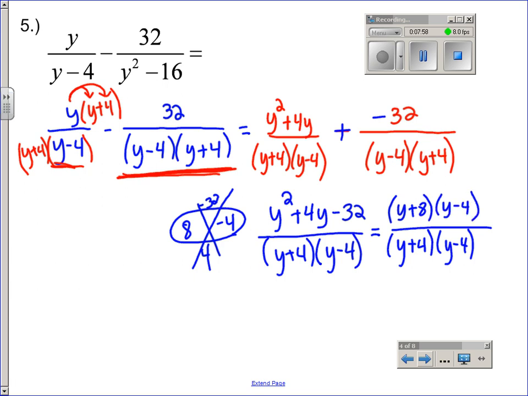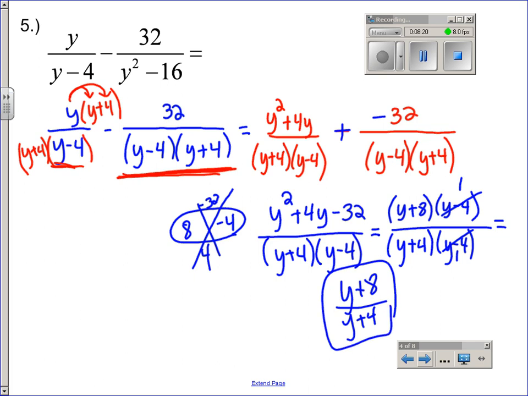Now remember, if you're still having problems with factoring, you need to come in and see us. Now you're going to look, can I cancel anything top to bottom? Yes, the y minus 4s, which becomes 1s. So what are we left with? y plus 8 over y plus 4. And that is your answer.